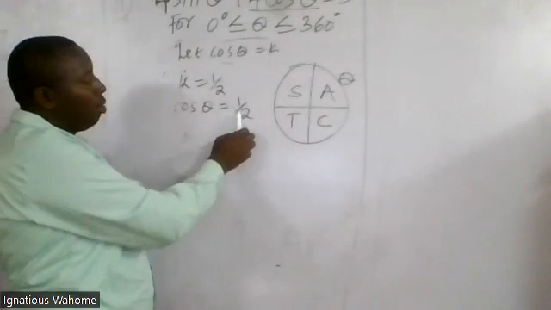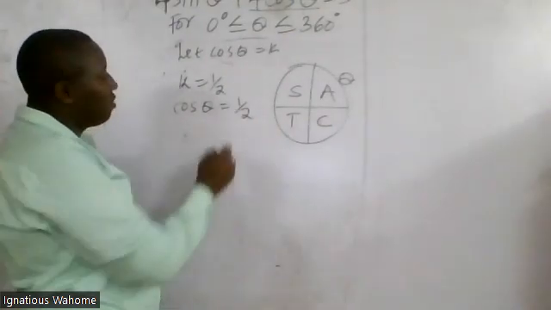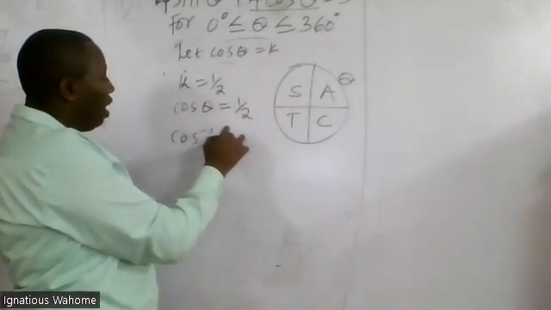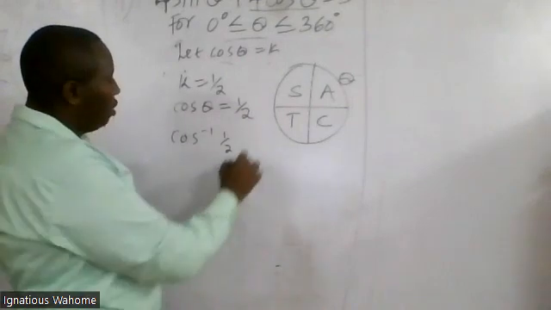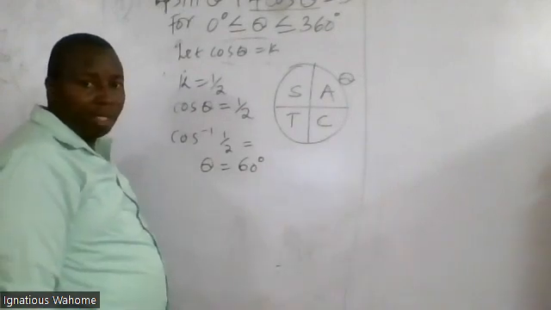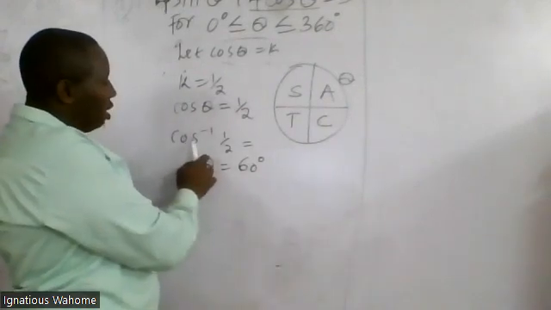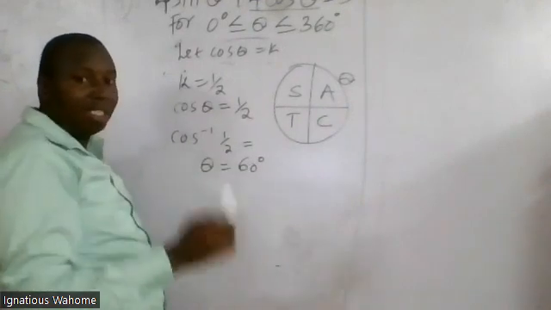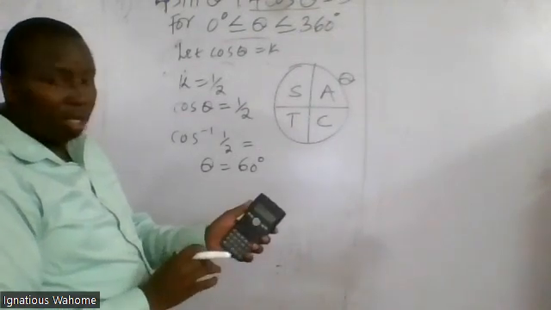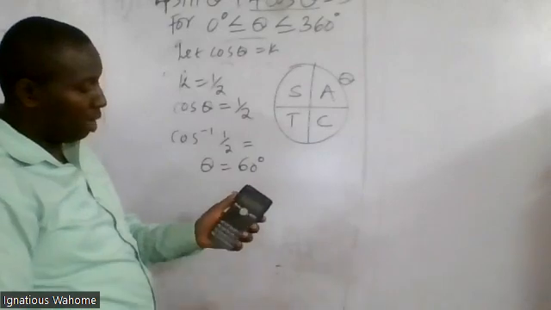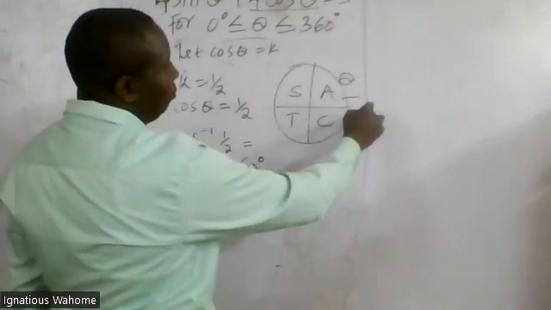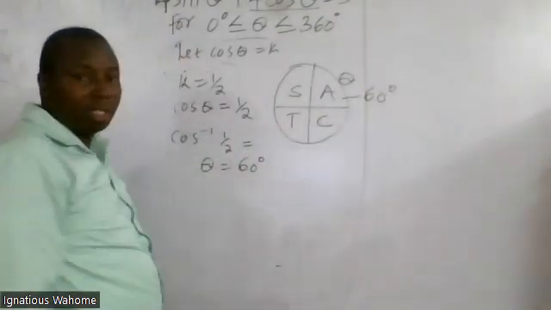So in our case, we have a half, and this value is positive. So can you find cos inverse of a half? Cos inverse of a half gives the angle theta, which is 60 degrees. You can also use your calculator: shift cos, cos inverse of 0.5, and you get 60 degrees. So 60 degrees is in the first quadrant.